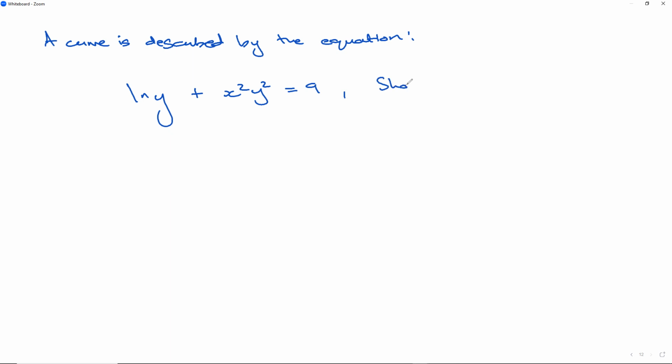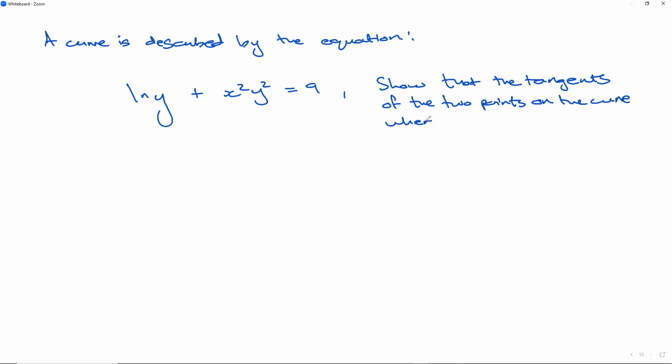And we want to show that the tangents of the 2 points on the curve where y equals 1 meet at the point 0, 37/19.